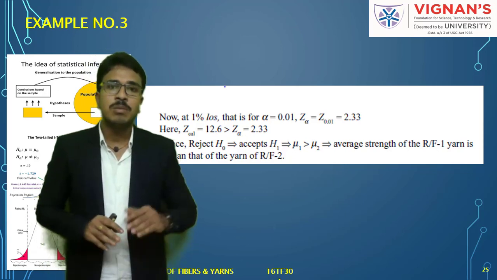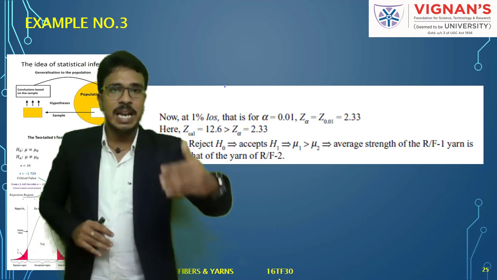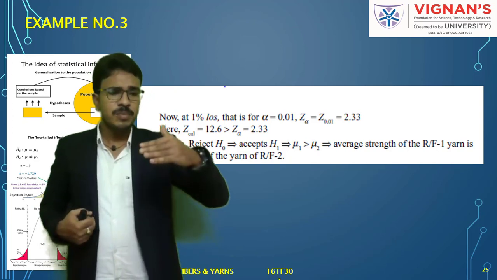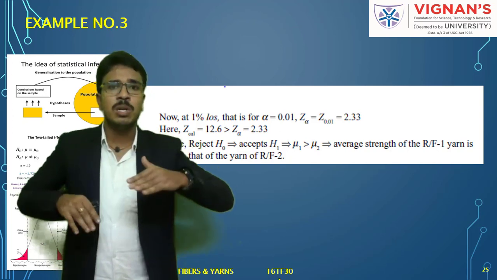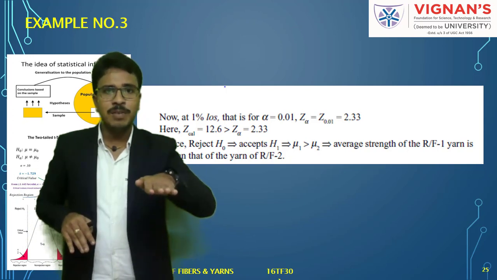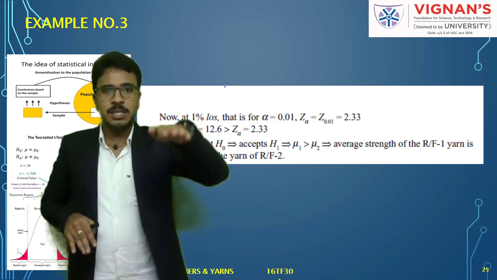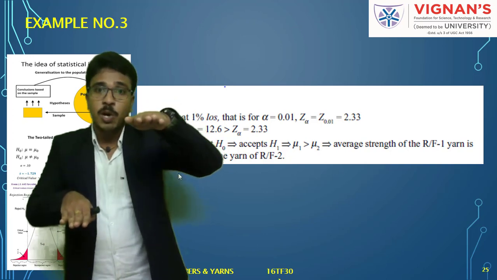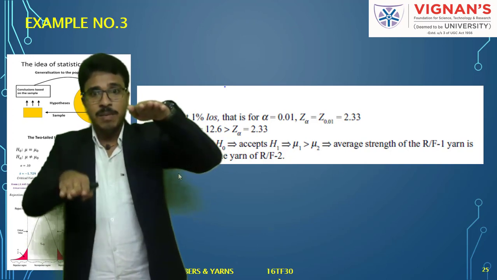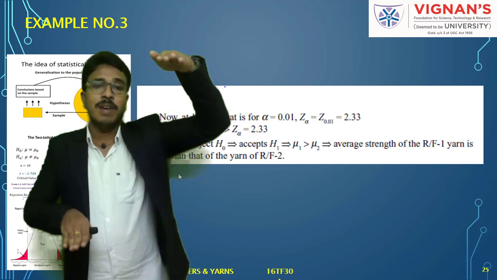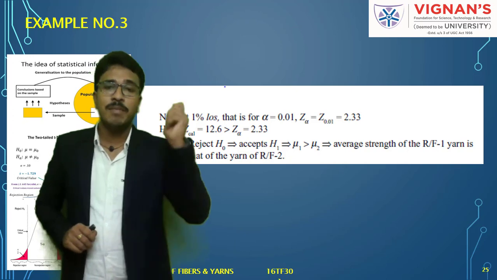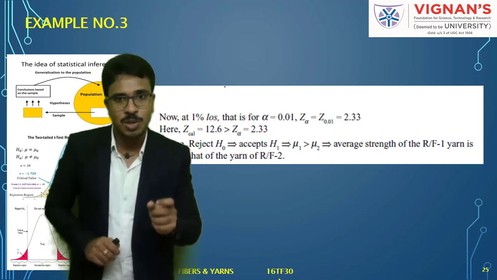Now you have found the Z calculated value and the Z table value. Now you see which one is more. The Z calculated value is 12.6. It is more. What is the table value? The table value is 2.33 only. So the table value is less, the calculated value is more. So obviously what can we do? We have to reject the H naught.